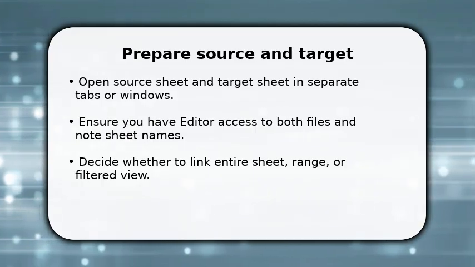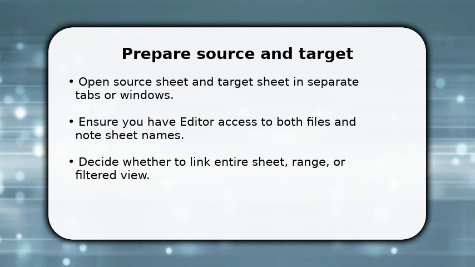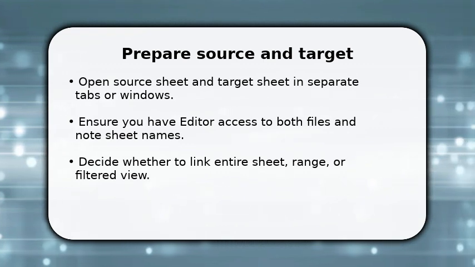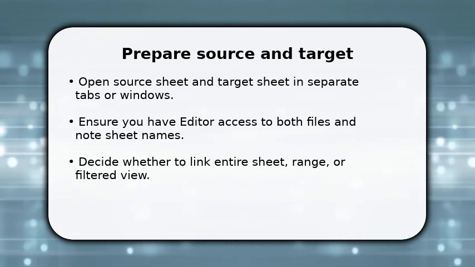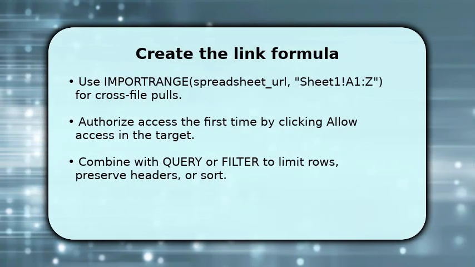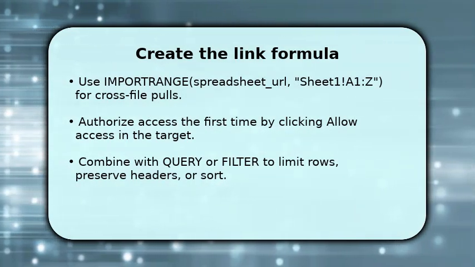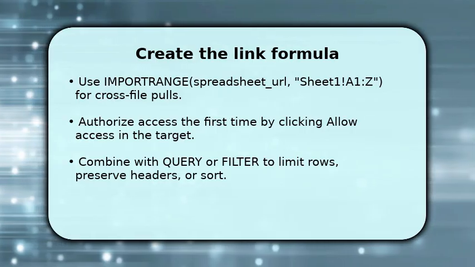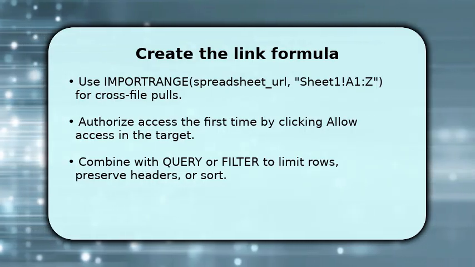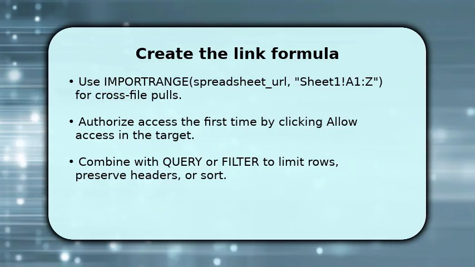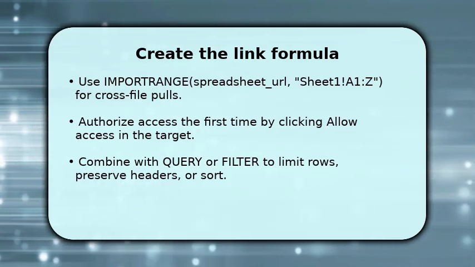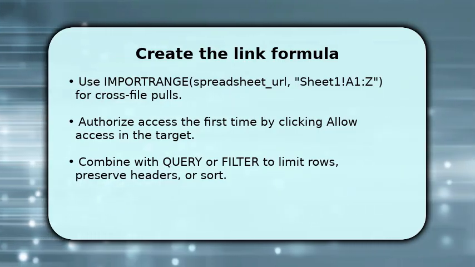rows change. You now create the link inside the target sheet using IMPORTRANGE. Enter equals IMPORTRANGE, source URL, Sheet1!A1:Z, and press enter, then click Allow access when prompted so Google can read the source. Once connected, wrap that function with QUERY or FILTER to extract only the rows you need and use ARRAYFORMULA to keep headers aligned.